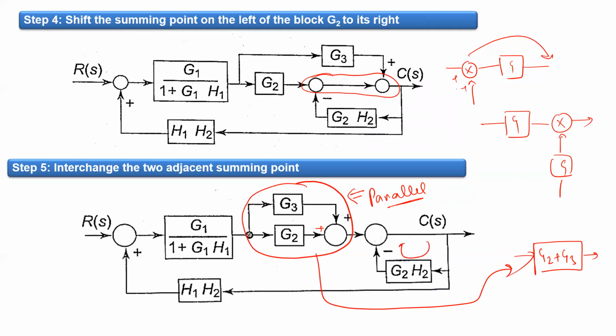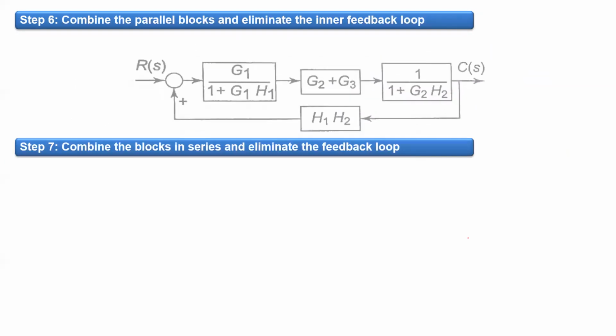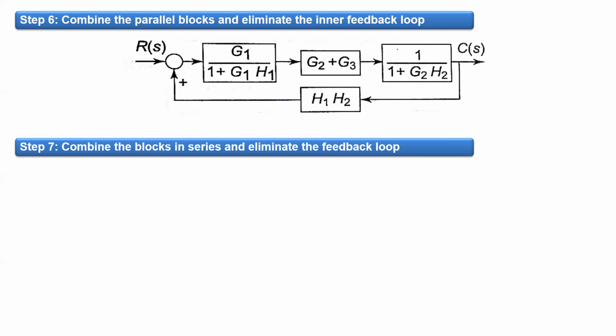And this is a feedback loop, as you can see. Because this is a feedback loop, the gain of this path is 1. So this part of the block diagram can be replaced with a single block that will contain 1 upon 1 plus G2H2. So this is what we have.